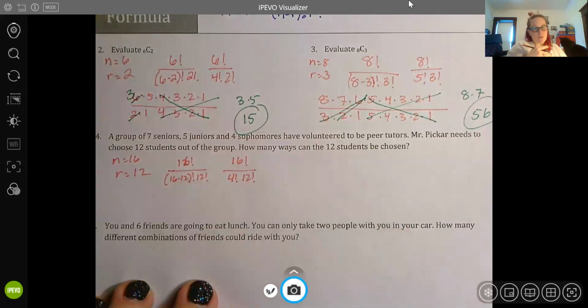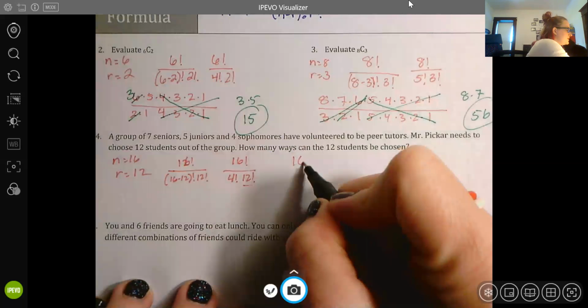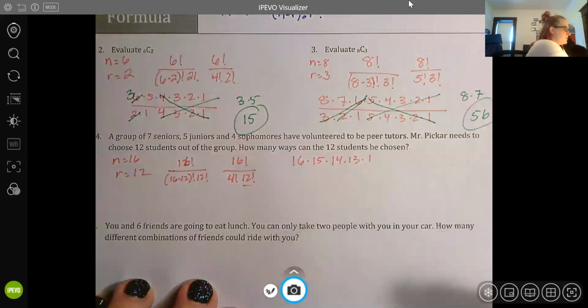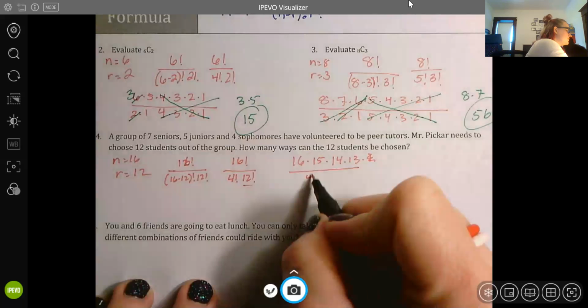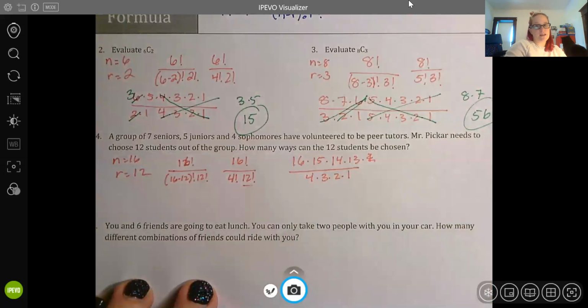Now, when I write this one out, I'm not going to write out all of my 16 because I know anything from 12 and down is going to cancel out with this 12 factorial. So I have 16, 15, 14, 13, and I don't need to write my 12, over 4 times 3 times 2 times 1. Okay, so I'm looking for anything that I can simplify here. This one may not simplify totally super simple, but it's going to simplify some.